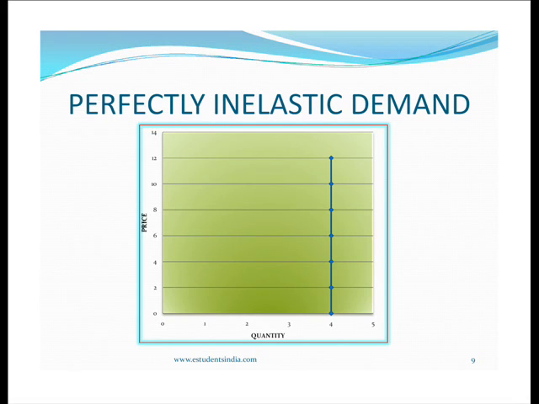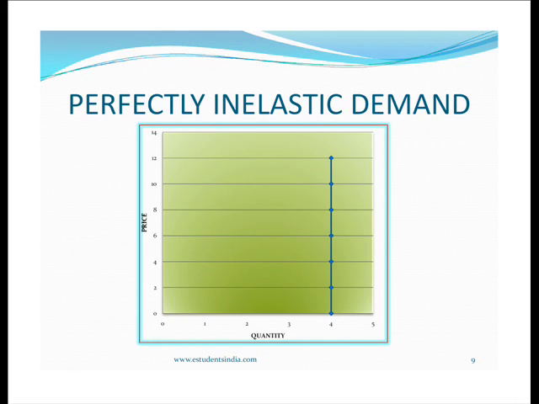Perfectly inelastic demand. X-axis quantity, Y-axis price, and you get a vertical line when X is equal to 4. Perfectly inelastic demand, this is an extreme case of price elasticity of demand. EP is equal to 0.